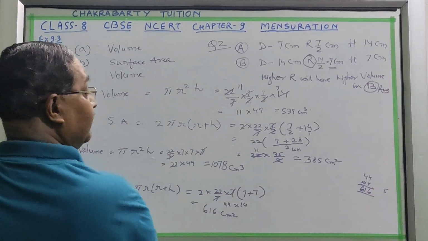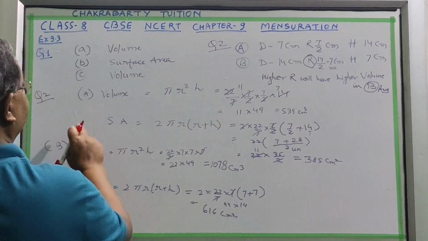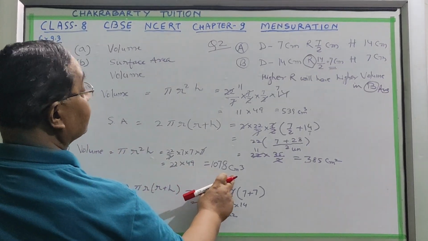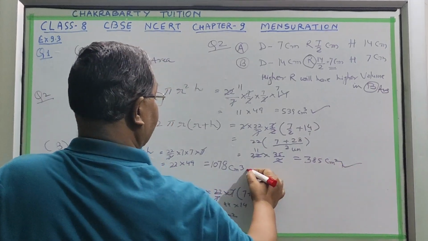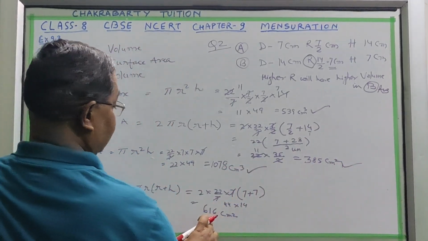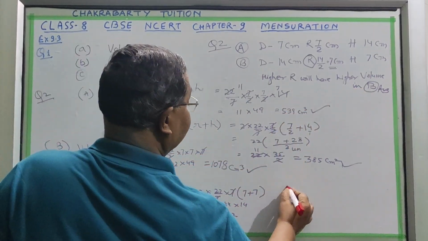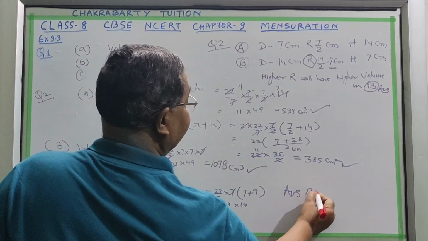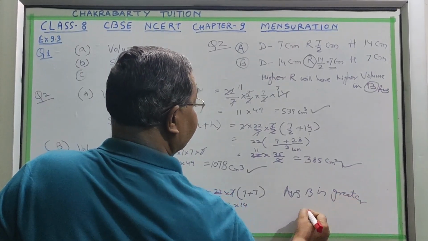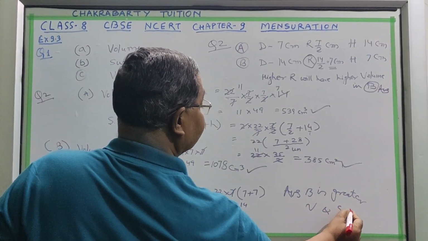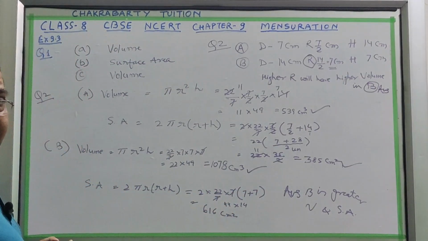Now it is time to give the answer. Which is greater? B is greater. B has this much and A has this much. So B is higher in volume and also B is higher in surface area. So your answer, B is correct. B is greater in both volume and surface area. Now we will go to question number 3.